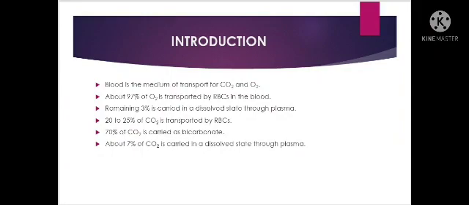Blood is the medium of transport for carbon dioxide and oxygen. About 97% of oxygen in our body is transported by RBCs in the blood. The remaining 3% is carried in a dissolved state through plasma. But in case of carbon dioxide, only 20 to 25% of the carbon dioxide is transported by blood. A large amount of carbon dioxide is carried as bicarbonates. About 7% of carbon dioxide is carried in a dissolved state through plasma.